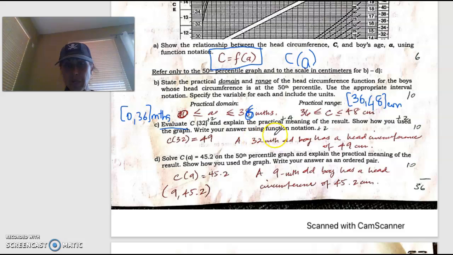Then describe what it means in practical sense. That means not "I went to 32 as an input and got 48," but what does that mean? A 32-month-old boy has a head circumference of 49.